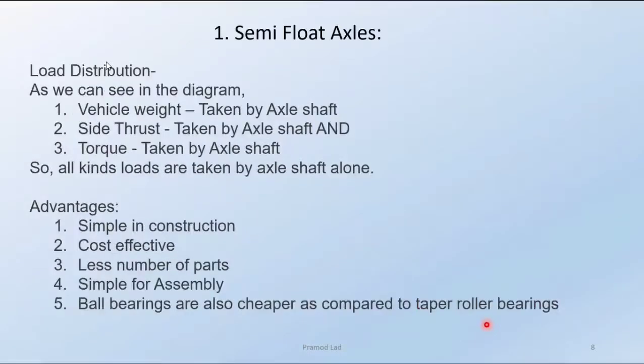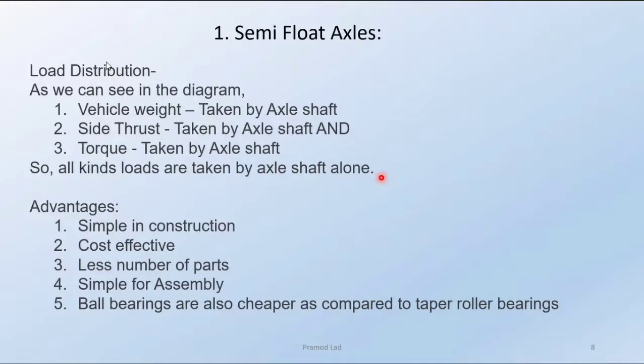The next slide, and we'll see how the load distribution takes place. As we can see in the diagram on the previous slide, the vehicle weight is taken by the axle shaft, side thrust is taken by the axle shaft, and the torque is taken by the axle shaft. So all kinds of loads are taken by the axle shaft alone.